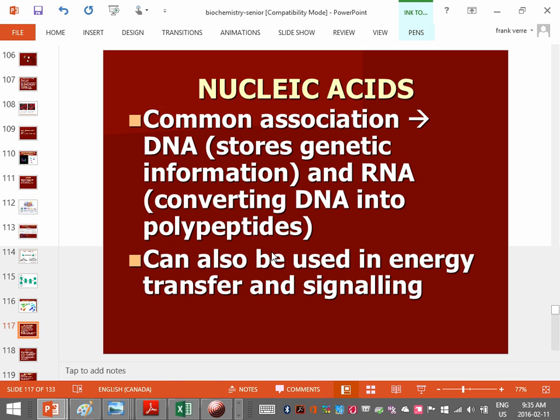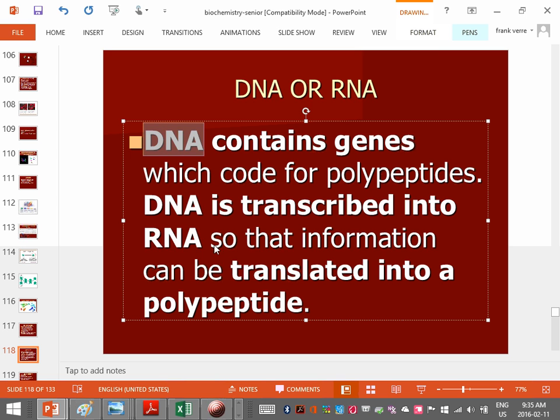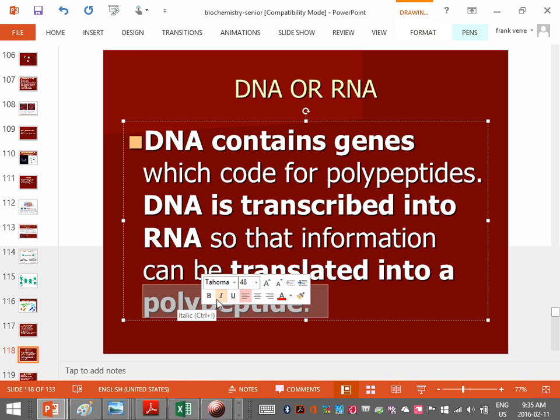Okay? The last molecule, we'll look at our nucleic acids. So nucleic acids are things like DNA or RNA. We know DNA contains what are called genes. And the way it works in genetics is the DNA gets converted into RNA. So the DNA over here gets converted into RNA, which then gets converted into a protein. So there's a connection between DNA and protein. The information to make a protein comes from the DNA. Okay? And we talked about that already.